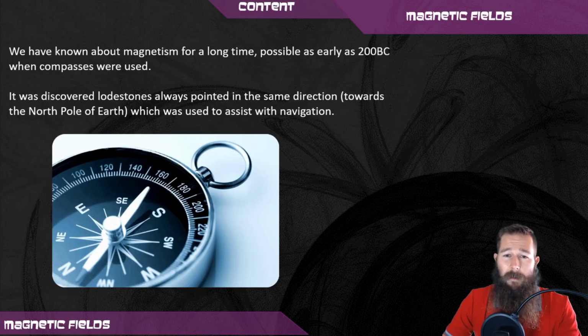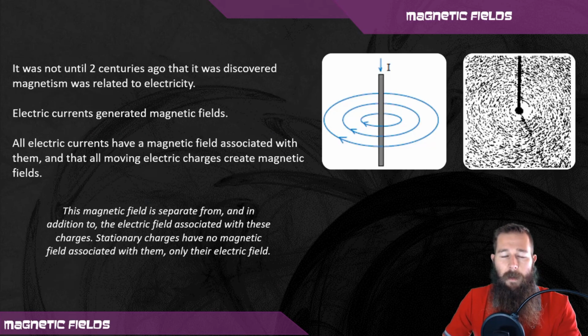Humans have known about magnetism for a long time. It was discovered that lodestones always pointed in the same direction, and this was towards the North Pole of Earth. People use this information to assist with navigation, such as on ships. Now, it was only 2 centuries ago where it was discovered magnetism was related to electricity.